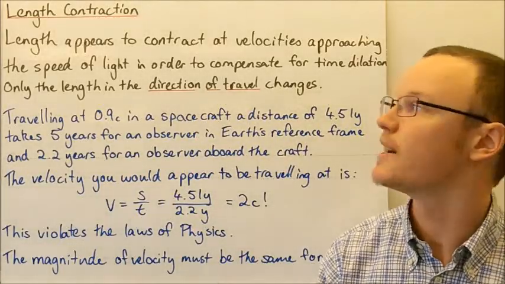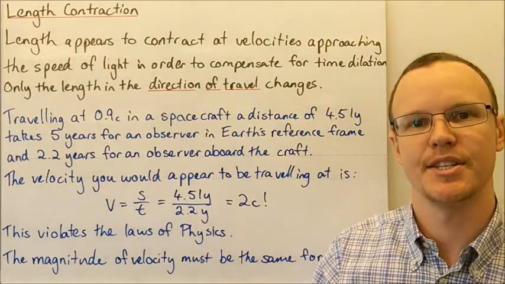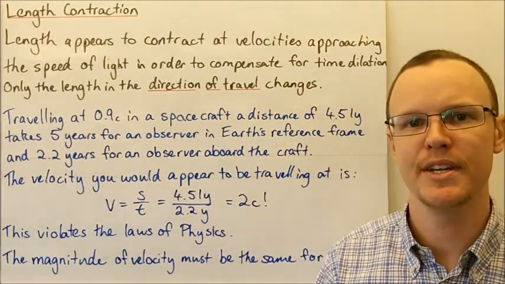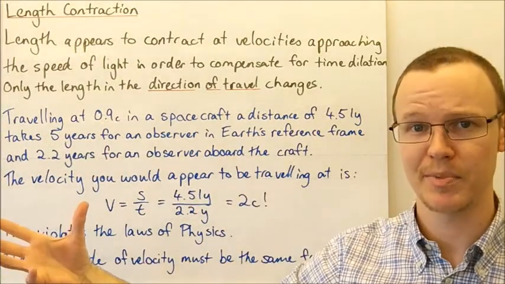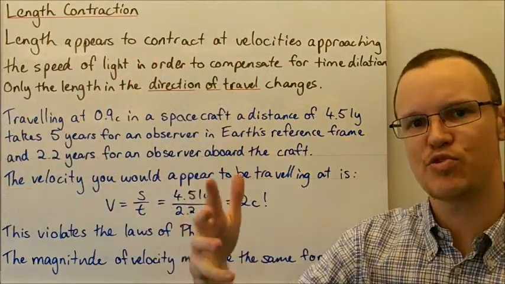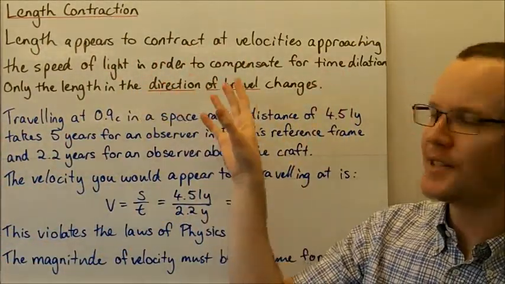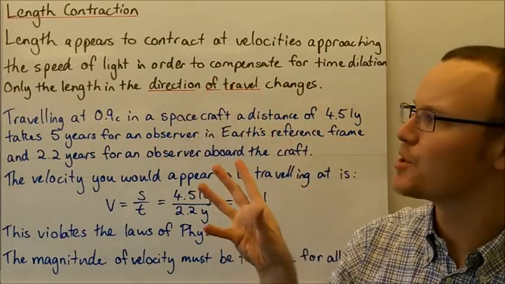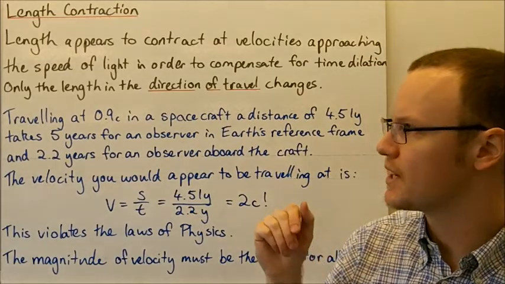Today we're going to talk about length contraction. Length contraction is another effect of special relativity, where at velocities approaching the speed of light, length appears to contract. So length appears to contract, that means to shrink, to reduce, at velocities approaching the speed of light, and this occurs in order to compensate for time dilation, another of those effects of special relativity.